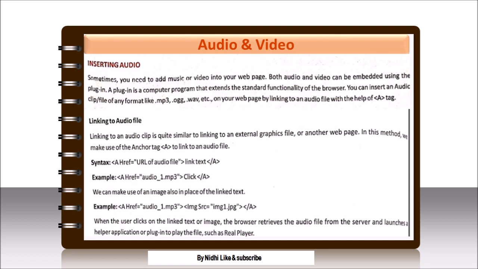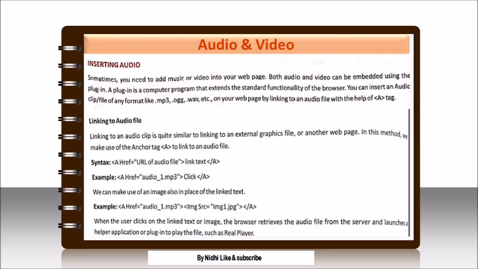So here, see how to link an audio file. We are using a href, and in the reference we are providing the reference of an audio. Here it is written audio1.mp3. In place of audio1.mp3 you can give the complete path of the audio file, as we did when providing an image, that is the complete path. You can find it on the address bar. Then click is the text, and the anchor tag closing.